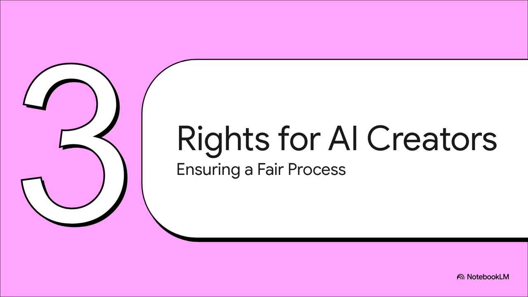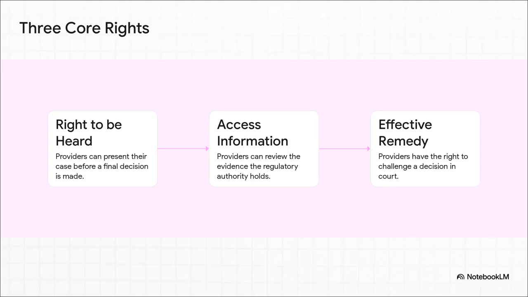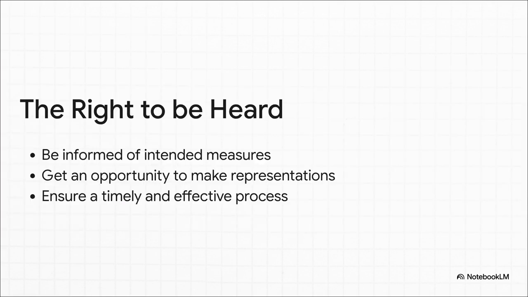So what does this actually do in practice? What happens when you apply that old framework to this new world? Well, by using Mutatis Mutandis, Article 94 gives AI creators 3 really fundamental rights to make sure the whole process is fair when regulators start looking into their models. And these are the 3 pillars: the right to be heard, the right to access information, and the right to an effective remedy. What this means is, if an authority thinks an AI model isn't compliant, they can't just shut it down. The provider has a right to state their case, see the evidence, and if needed, fight the decision in court.